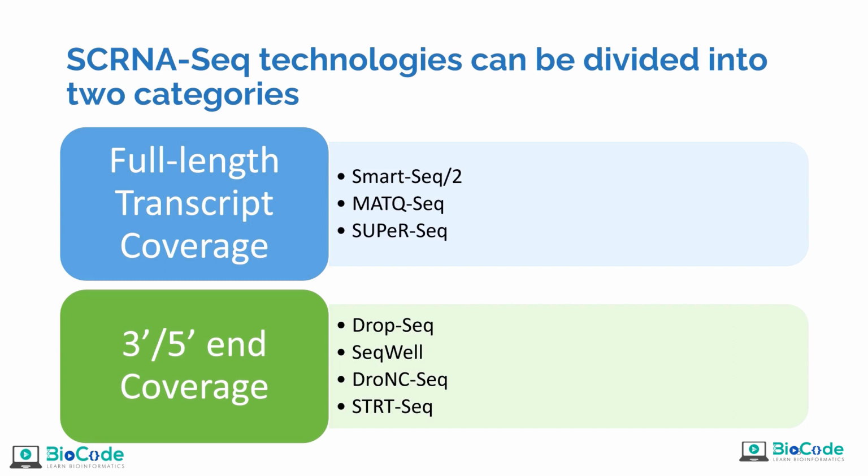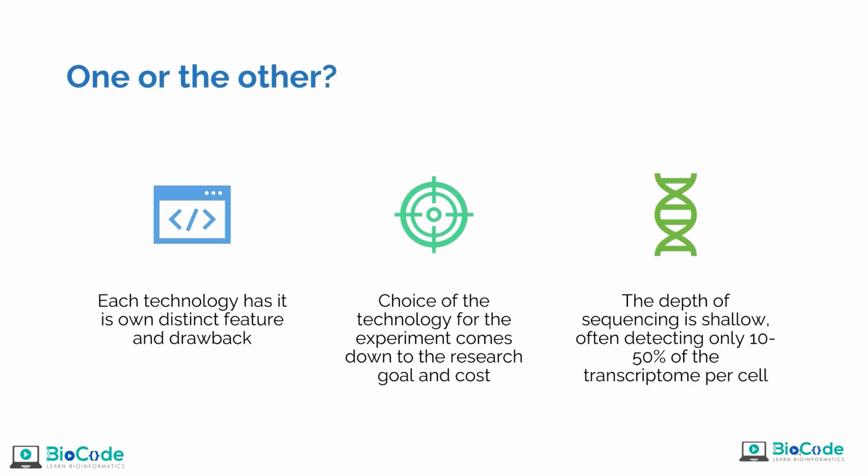On the other hand, full-length transcript helps us to do sequencing of the entire transcript rather than the 3' or 5' end coverage. So for full-length transcript, there are three core, mostly utilized, popular techniques such as Smart-Seq or Smart-Seq2, MATQ-Seq, and Super-Seq technologies. The difference between them is how the data was obtained and how the data was prepared for sequencing and what sort of fragments were sequenced, either full-length transcript or 3' or 5' end only.